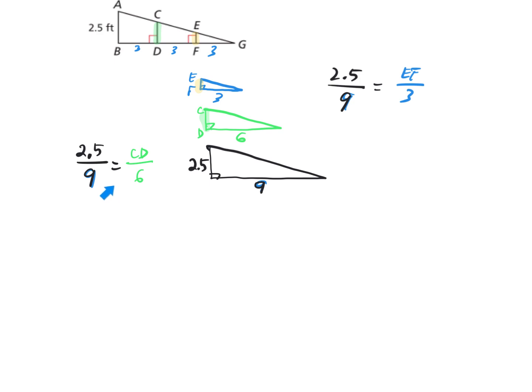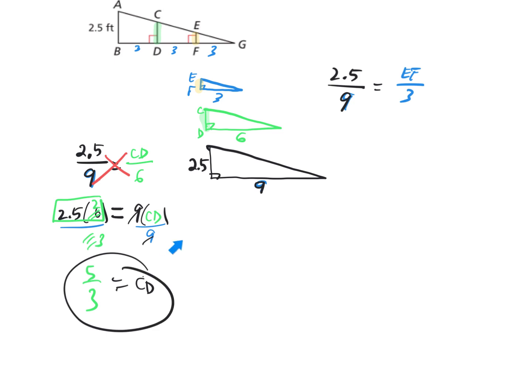Alright, when you solve a proportion, start with the equal sign and then cross-multiply. CD times 9 equals 6 times 2.5. Dividing both sides by 9, we'll know CD. 3 goes into 6 twice, and 3 goes into 9 3 times. 2 times 2.5 is 5, so we have 5/3. CD is equal to 5/3.